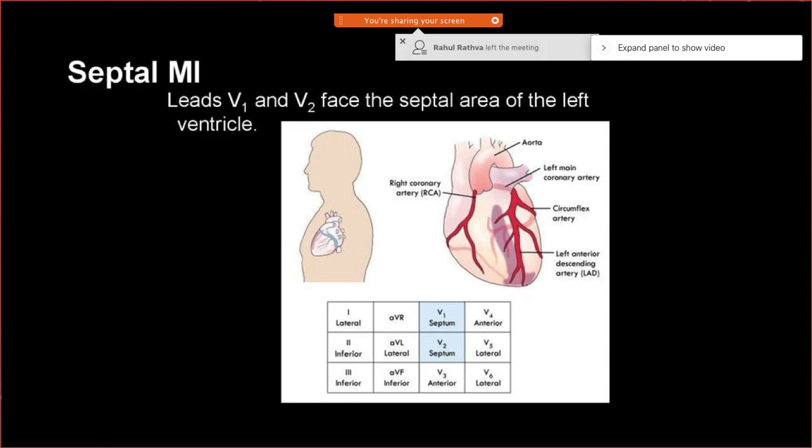Okay, so we were talking about septal MI. As I was telling you, you should look at this area. So if we recall the placement of the leads on the chest wall, that's what we noticed, right?